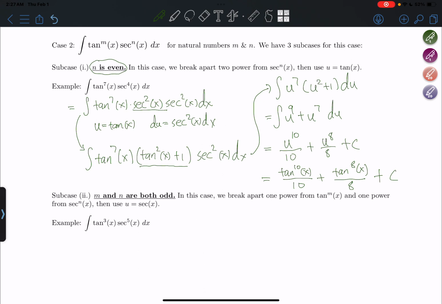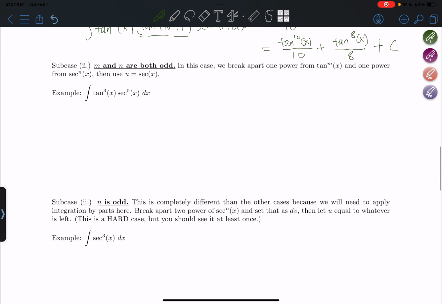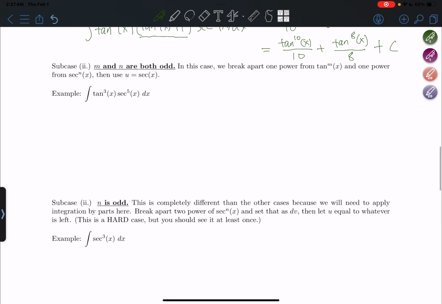This next case is actually very similar. This is the case where m and n are both odd. In this case, we're going to go ahead and take out one power from each tangent and secant, and then use u equals secant. Again, the reasoning behind that, of course, is because the derivative of secant is secant tangent. Okay, so let's see how that plays out.